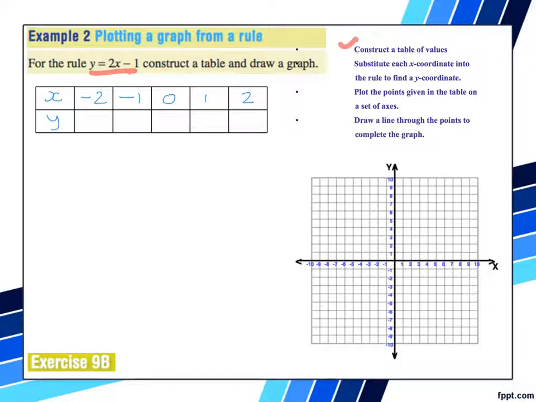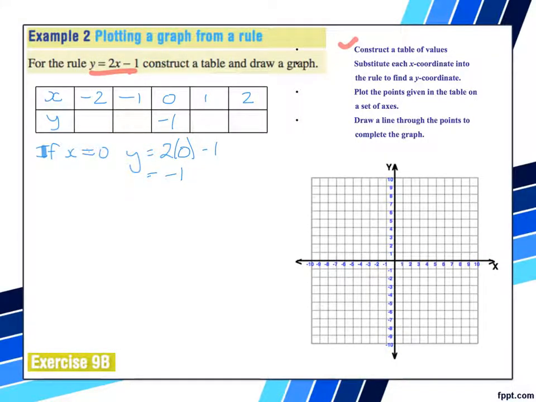So I'm going to do the easiest one. The easiest one is usually 1 or even 0. So I'm going to say if x equals, let's use 0, then y equals, and I'm going to substitute 0 in the place of x. When I do substitution, I'm going to make a bracket. When x is 0, what is y? 2 times 0 is 0, y is minus 1. So when x is 0, y is minus 1.